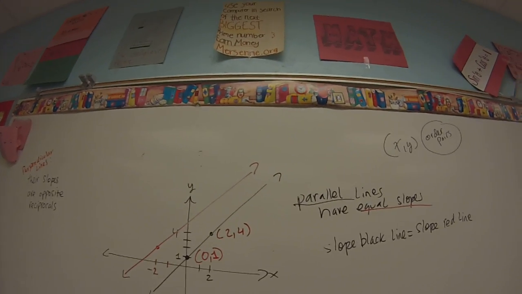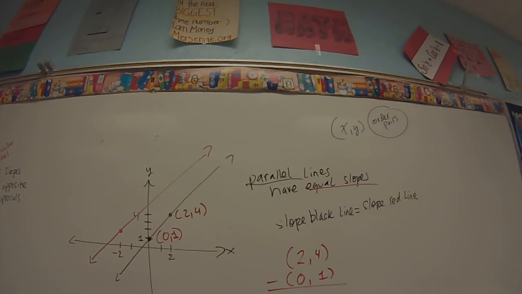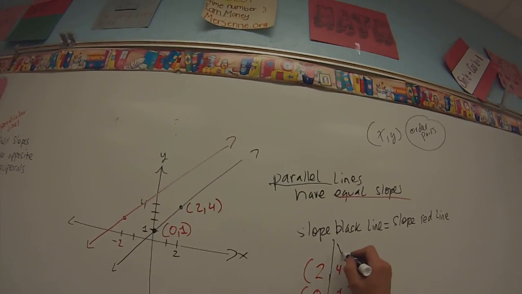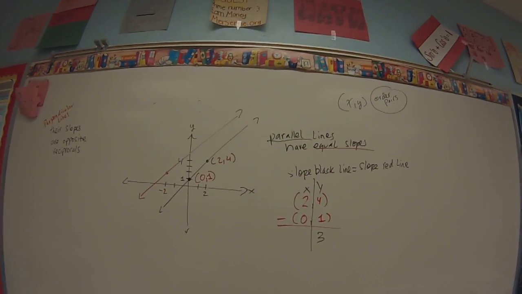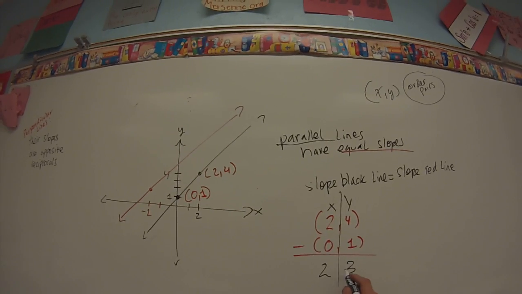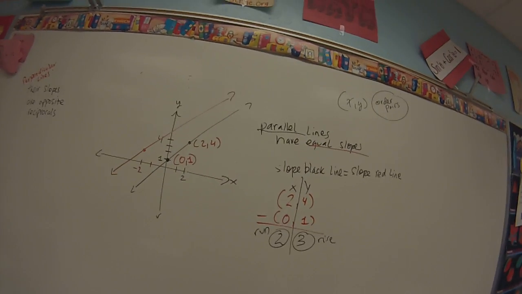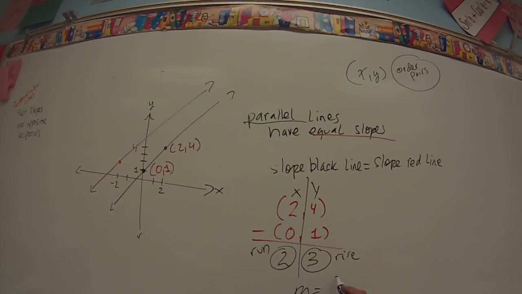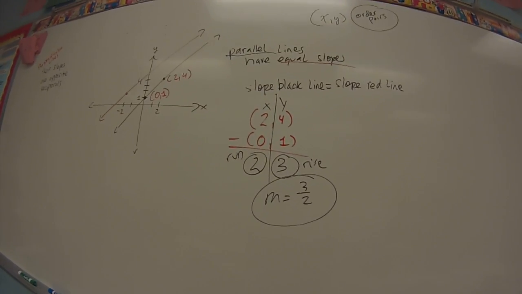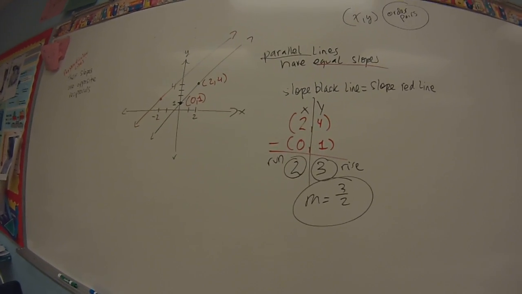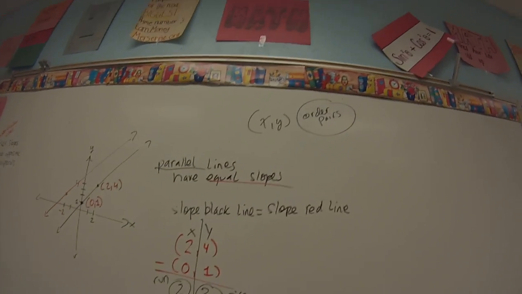So how do I find the slope of the black line? Stack and subtract. It doesn't matter which ordered pair goes on top. This is the y's, these are the x's. 4 take away 1, that's 3. Okay, and 2 take away 0, that's 2. That's my rise. That's my run. So the slope is rise over run, which is 3 over 2. That's the slope of the black line, 3 over 2. And I want to find the slope of the red line, which has to be the same as the slope of the black line. So the slope of the red line is also 3 over 2.